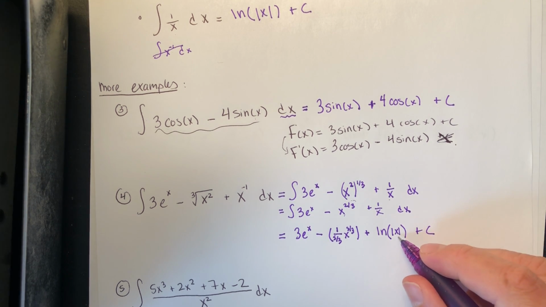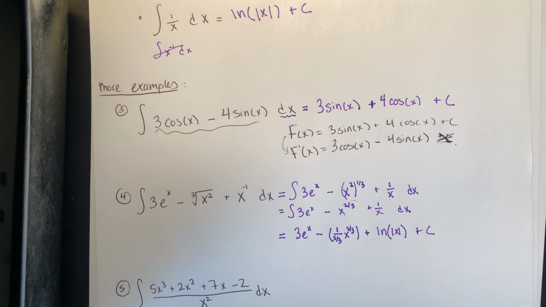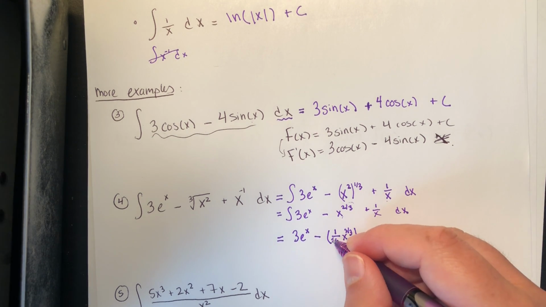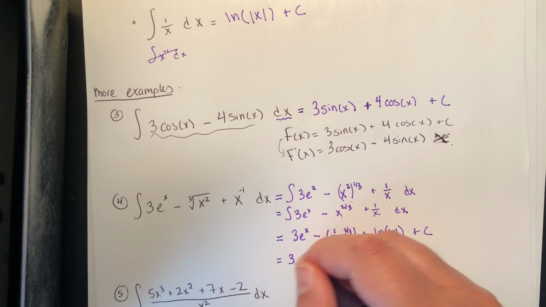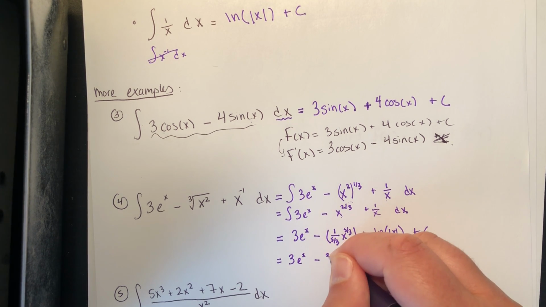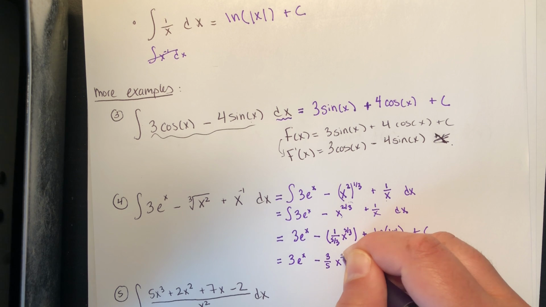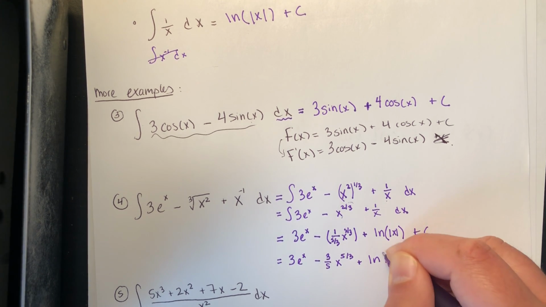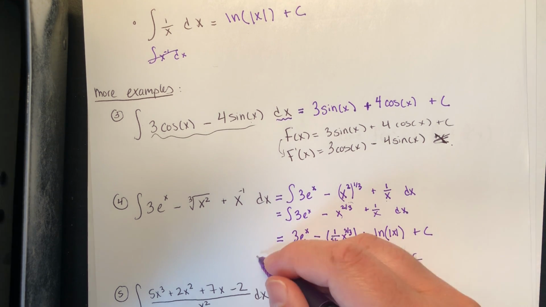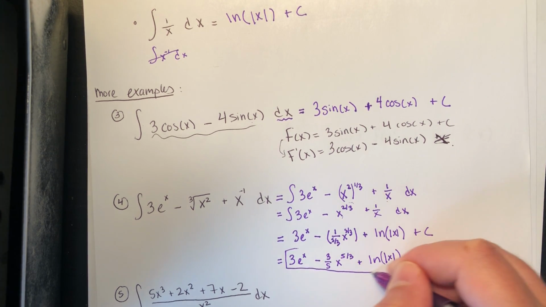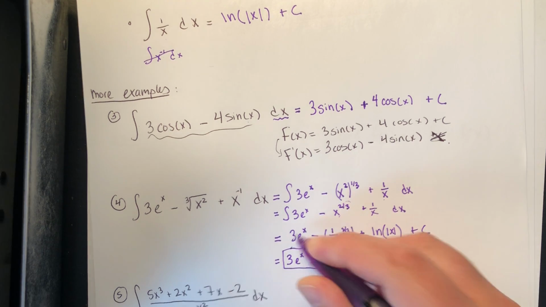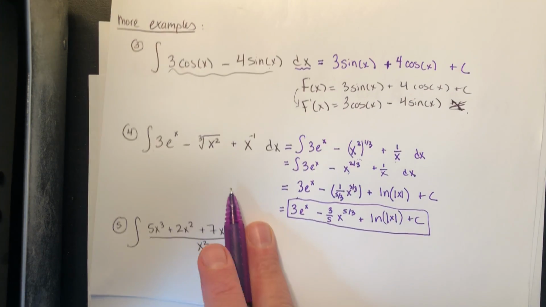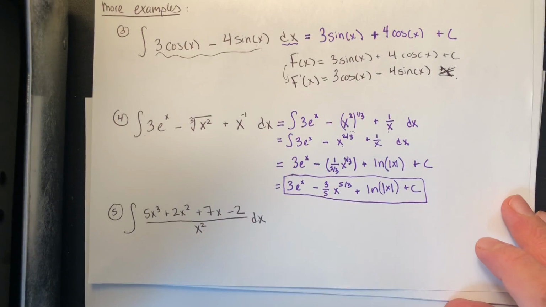Put absolute values around there so the domains are the same, and then plus c. And if you wanted to rewrite this a little bit nicer, without this 1 over a fraction, you could rewrite it as 3e to the x minus 3/5 x to the 5/3 plus ln of x plus c. So there's your antiderivative. And you can take the derivative of this and check and make sure that you actually get this original function here. Okay, one last example.